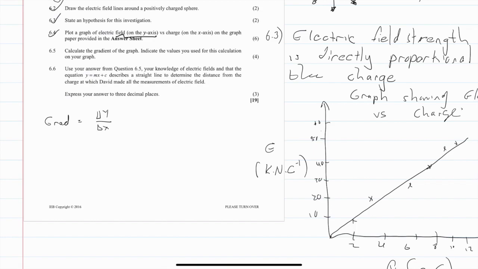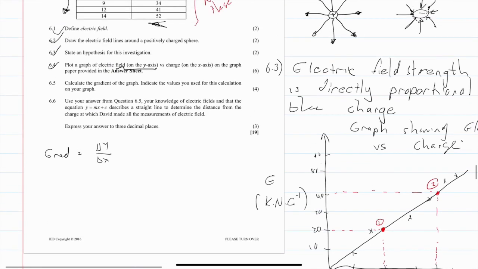So let's say your graph cuts nicely here with 20 and 4. Even though that isn't a point that I've been given, I'm going to pick that as my first point, and I'm going to pick a value here because it nicely lines up with 40 and nicely lines up with 8. So they don't have to be the points that we plotted. In fact, it's better if it's not. It just needs to be on the straight line. Okay, so once we calculate the gradient, we'll get some value.